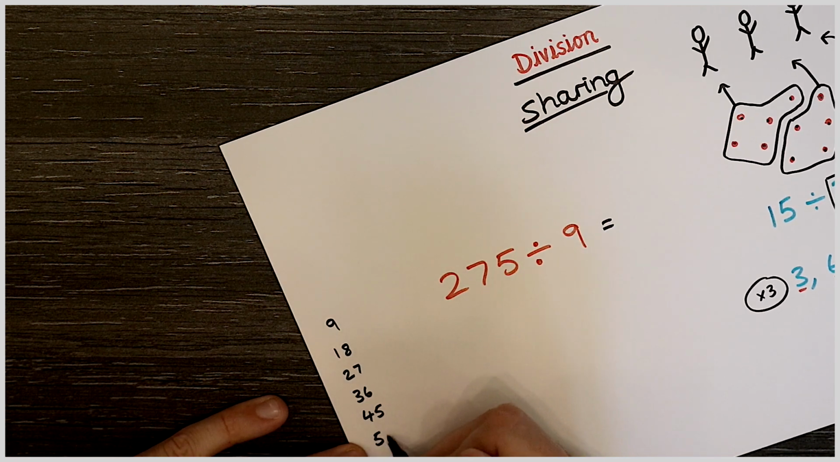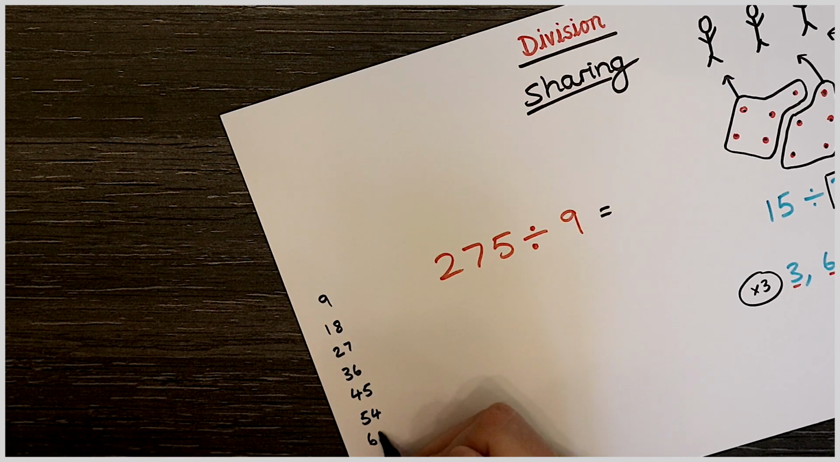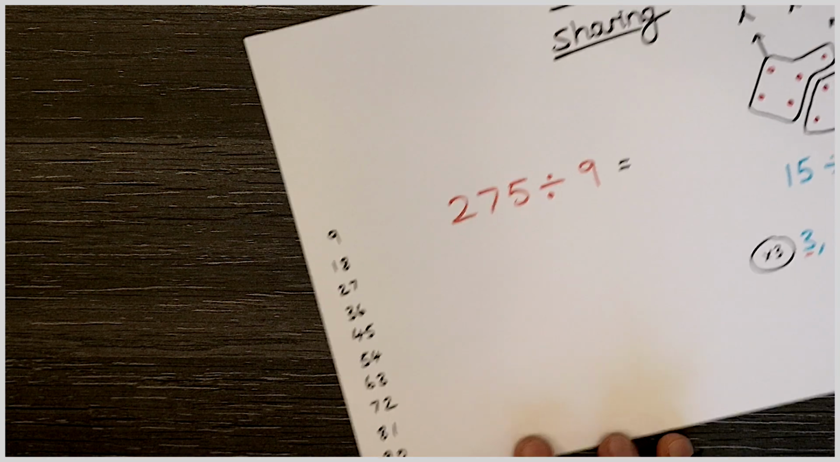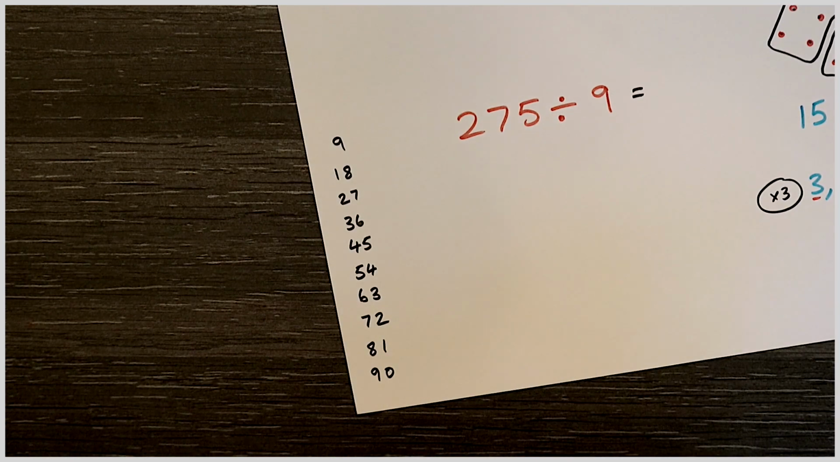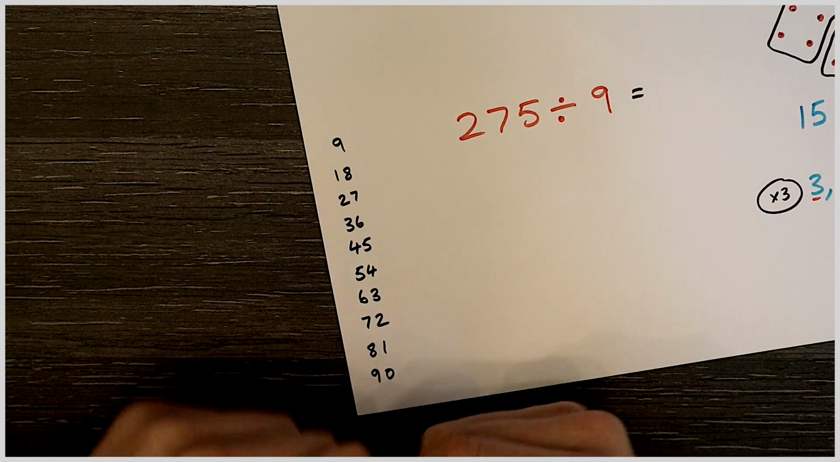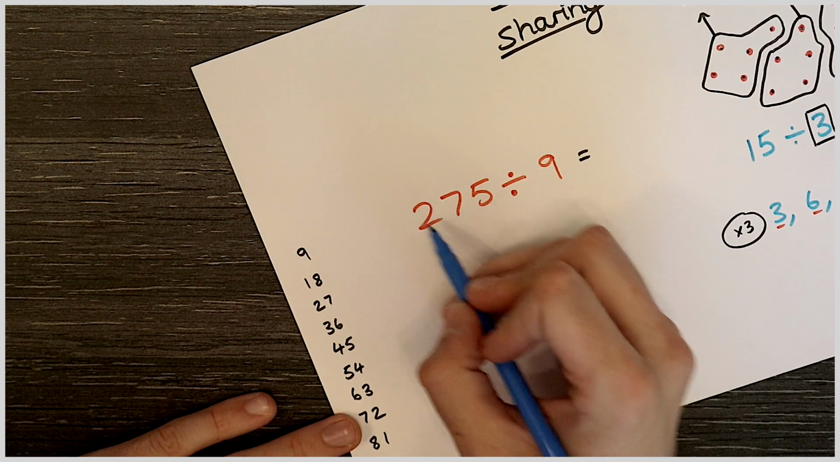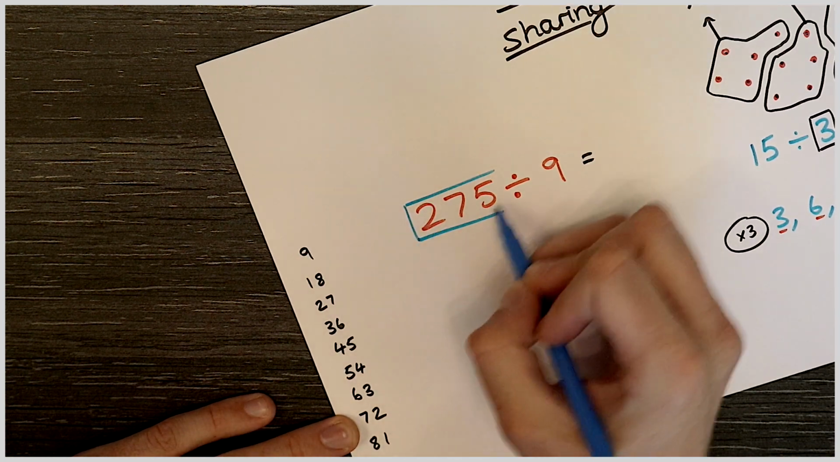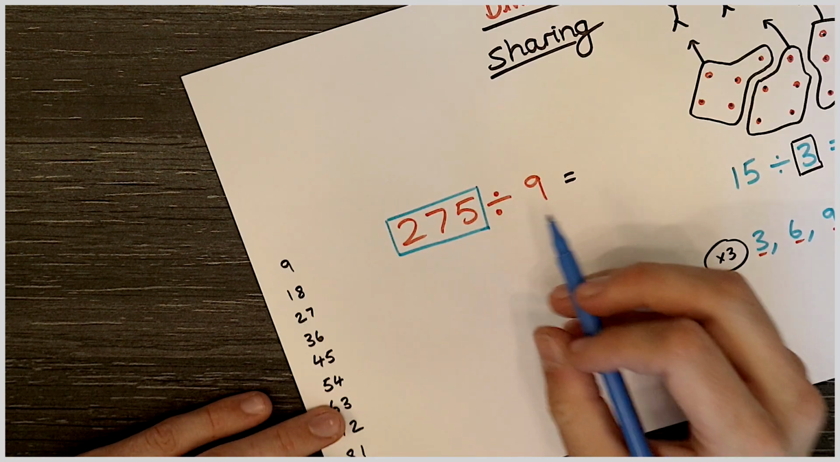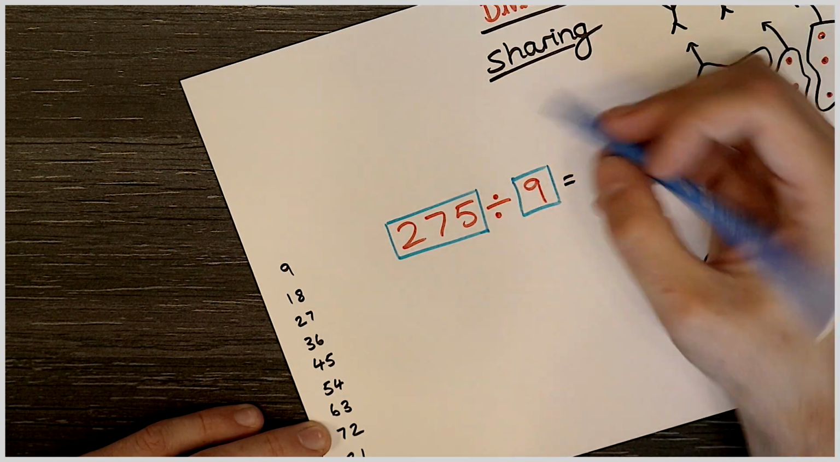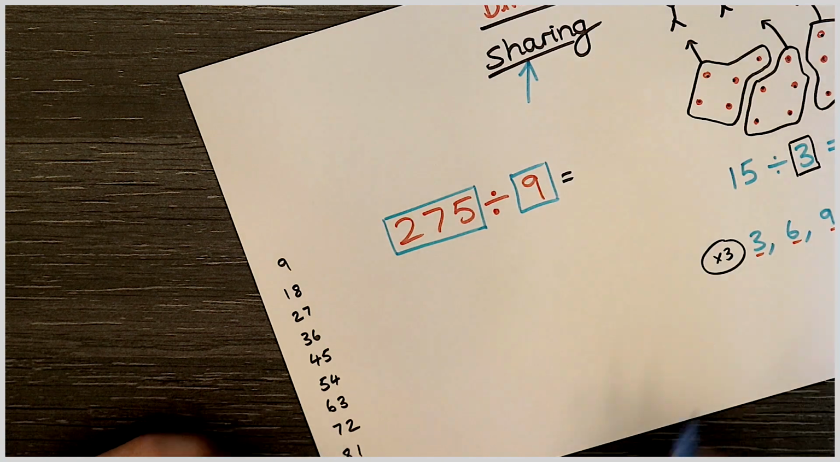Now, if you've got a 9 times table in your book, just get it out, use it, and there we are. I'm just going to go up to 10. So I've just written it down the side there so I can use it in a moment. So let's have a look at this question. 275 divided by 9. So we've got 275 sweets, and we want to share them between 9 people. Okay, it's all about sharing.